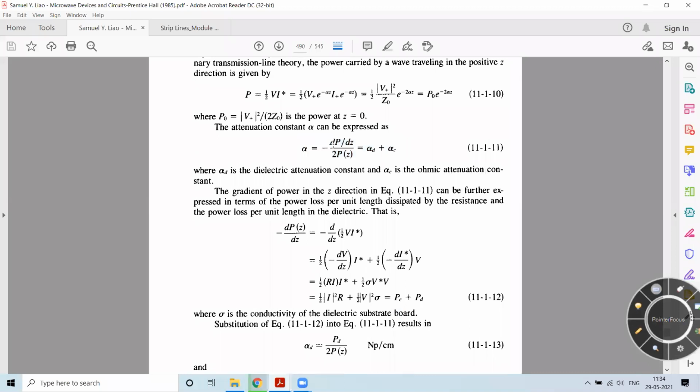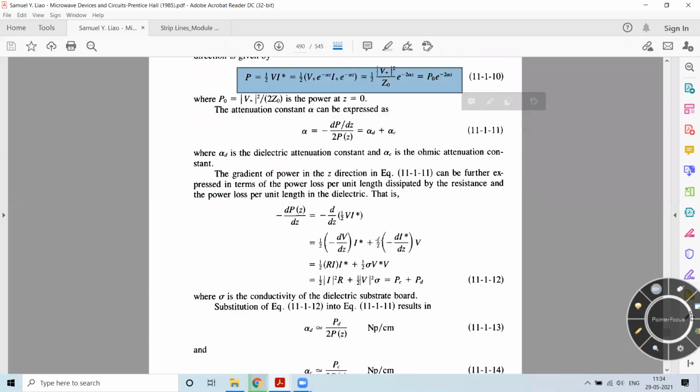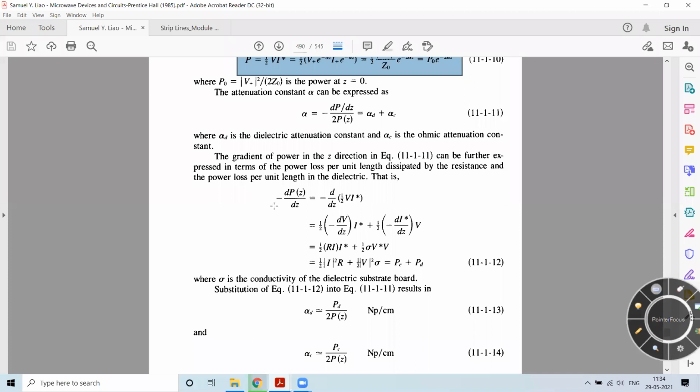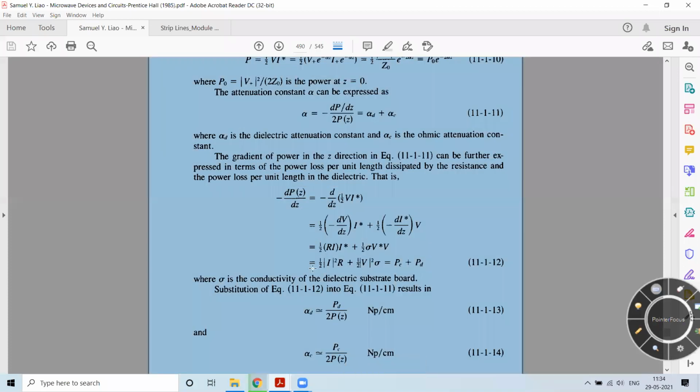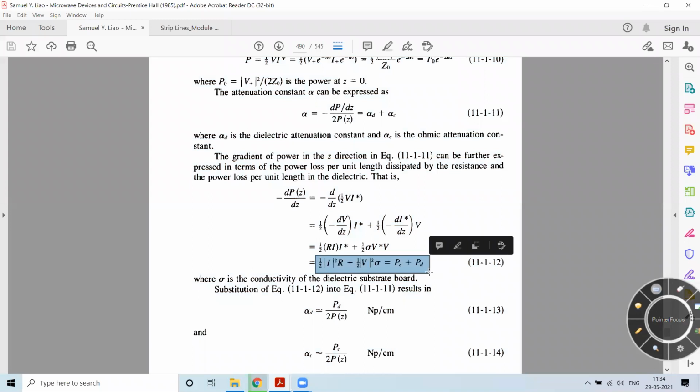So when we try to estimate dP/dz from this equation, when we simplify it, it provides us with this simplified equation: half into magnitude of I squared into R plus half into magnitude of V squared into sigma. Now here you can see that this is a resistive component. This is the conductivity component, which is actually associated with the dielectric substrate.